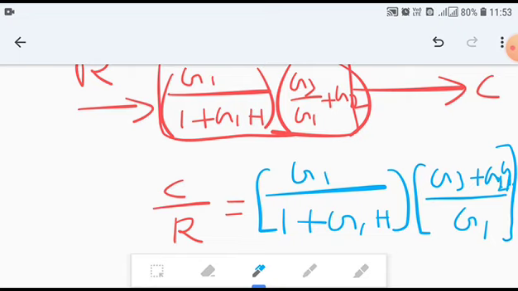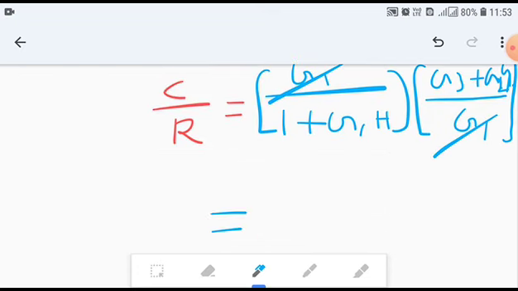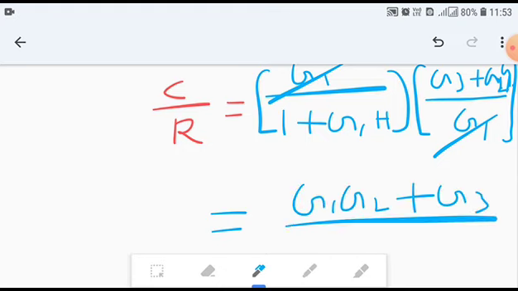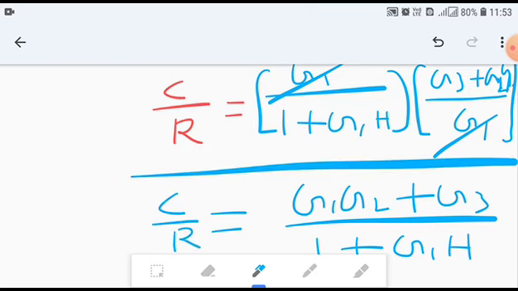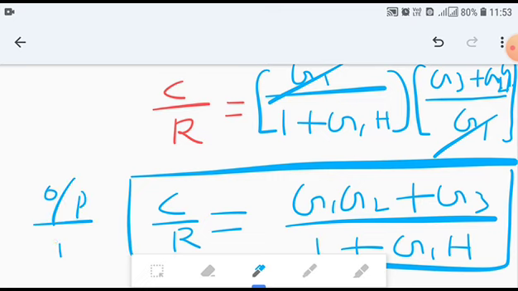G2 into G1, right? This G1 and G1 will get cancelled. So finally we are left with G1 G2 plus G3, that is the numerator, whole divided by 1 plus G1H. So this is our required transfer function, which is nothing but C by R, which is output by input, which is called the transfer function of the given block diagram.